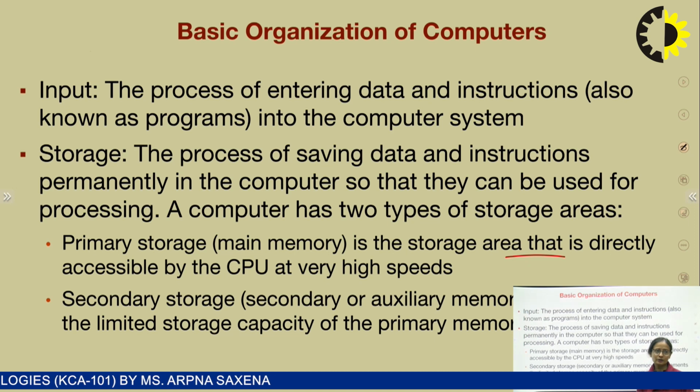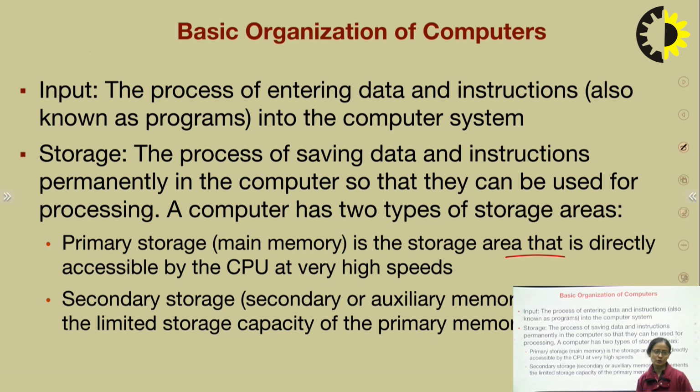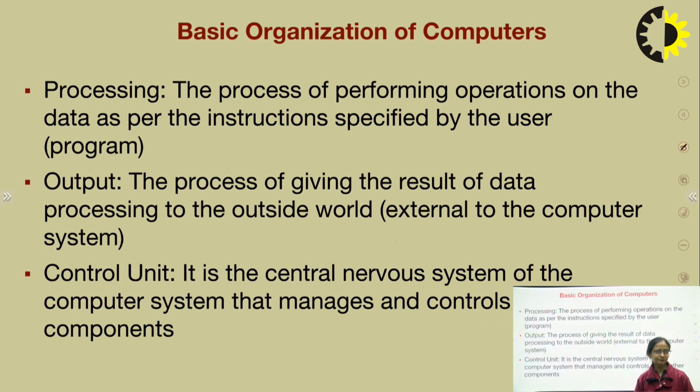Whereas the secondary storage, which is also known as auxiliary memory, has limited interaction; the CPU is not directly interacting with it, and the speed of the secondary storage device is also low as compared to primary storage devices. Basically, they are used for permanent storage of your files and documents.